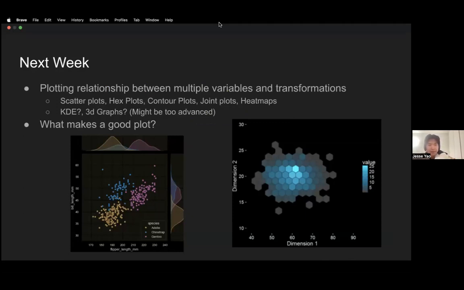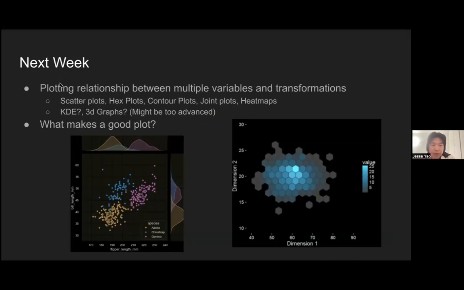Next week we'll be plotting a relationship between multiple variables instead of just one distribution, right? And I'll also talk about transformations. This might be less relevant, but I think it's still very important to at least briefly mention. We'll talk about the fancy plots as well.